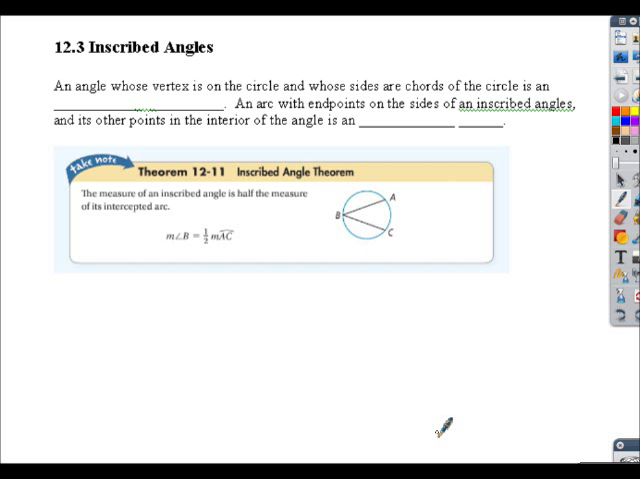An angle whose vertex is on the circle and whose sides are chords of the circle is called an inscribed angle. Inscribed literally means drawn inside or written inside. So an angle inside the circle is called an inscribed angle. And an arc with endpoints on the sides of the inscribed angle and its other points on the interior of the angle is called the intercepted arc.